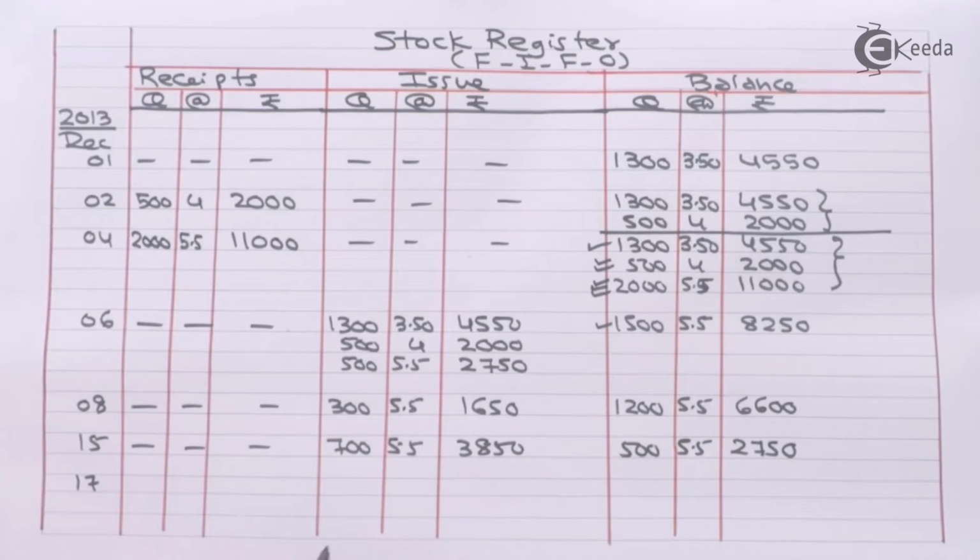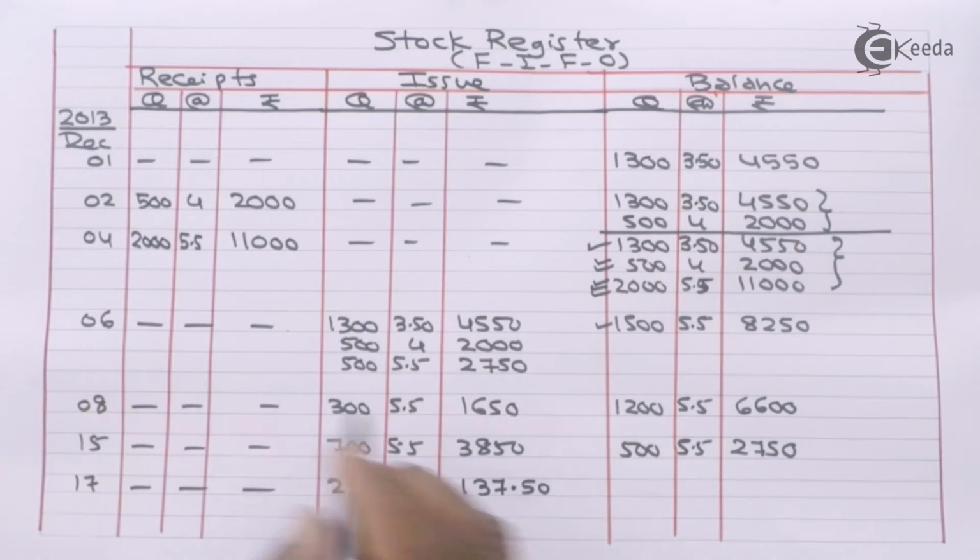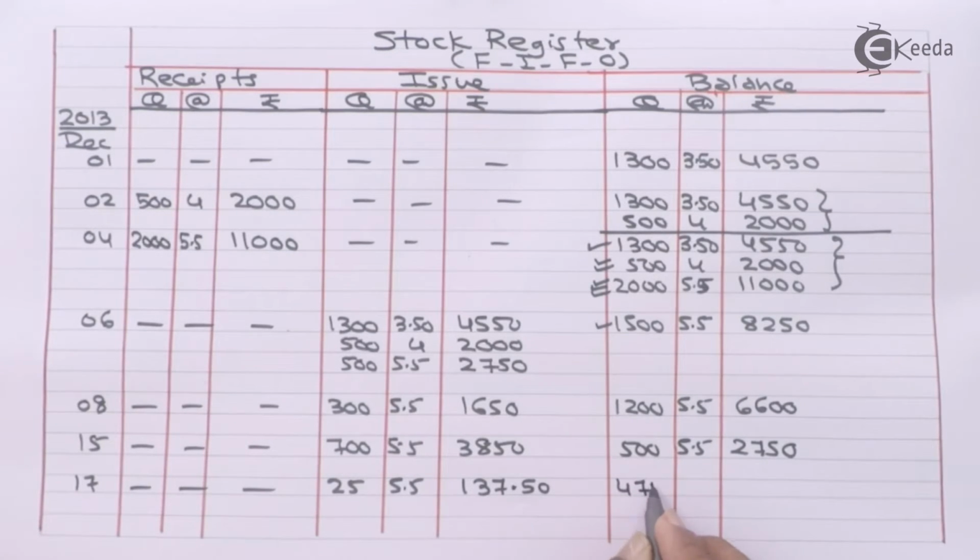On 17 December, there has been verification of stock which has shown shortage of 25 units. So it will be recorded as issues at the rate of 5.5. So it is 137 rupees 50 paise. Balance 475 units at the rate of 5.5. It can be rounded off to 2,613 rupees. Closing stock on 17th.